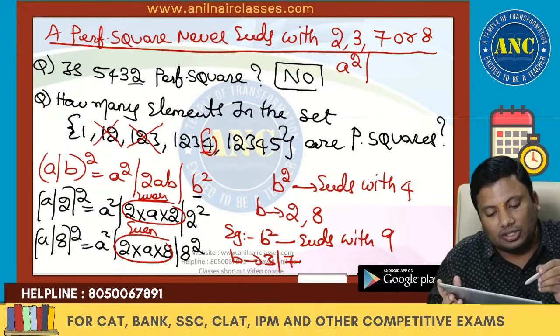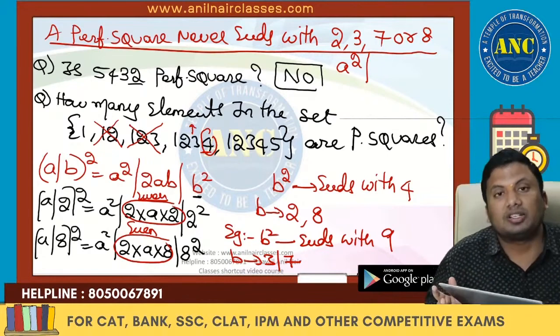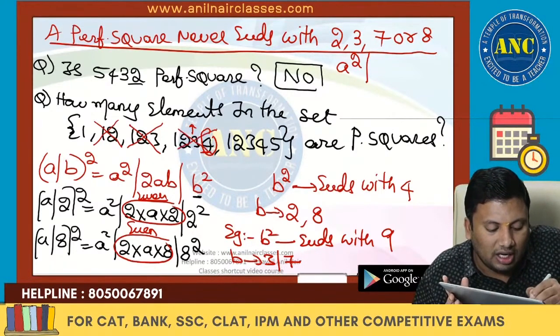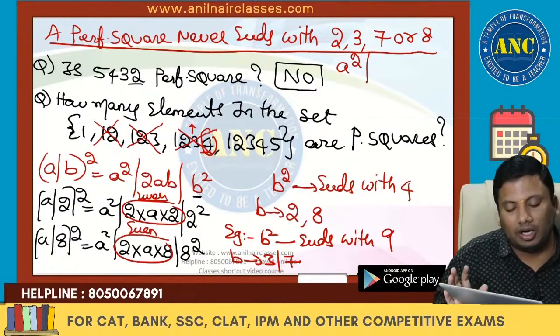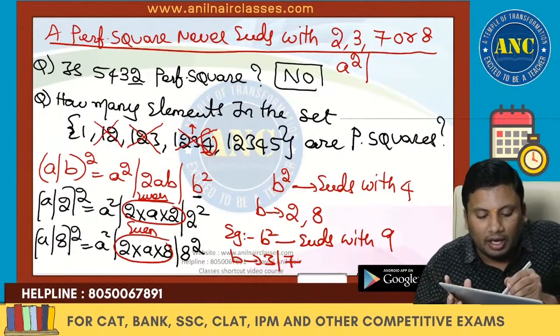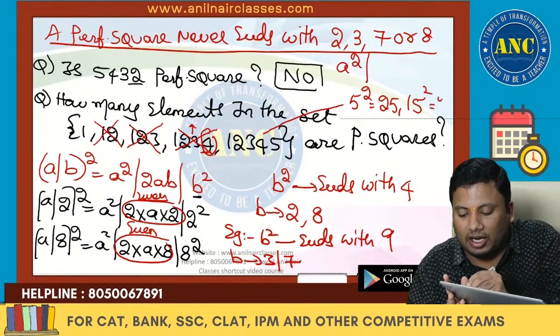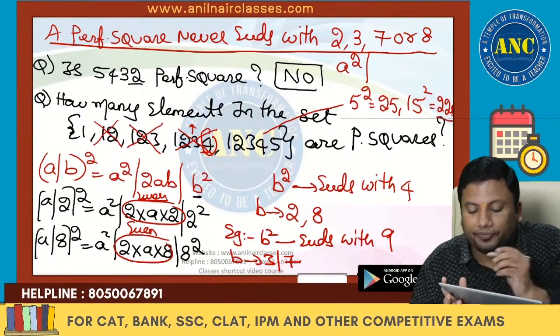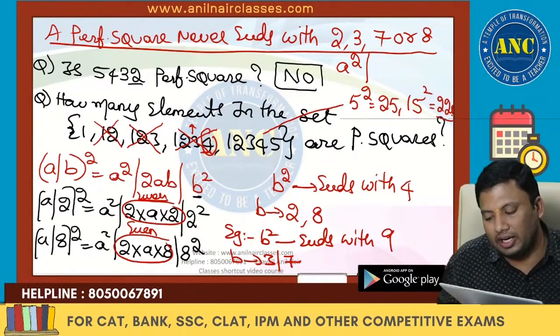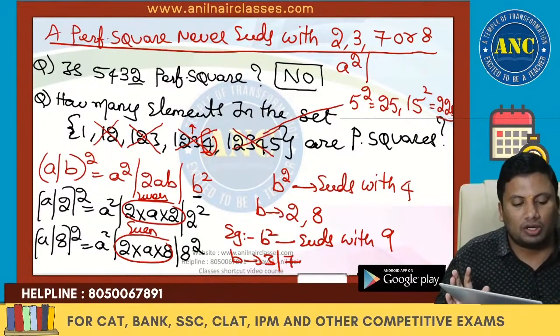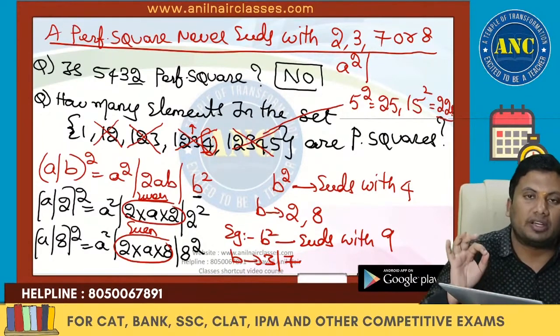Any perfect square ending with 4, the tens place should be even. 3 is odd, so therefore it is incorrect. Any perfect square ending with 5: 5 square is 25, 15 square is 225. The tens place is 2. So the fourth option is also eliminated. I hope it is clear.